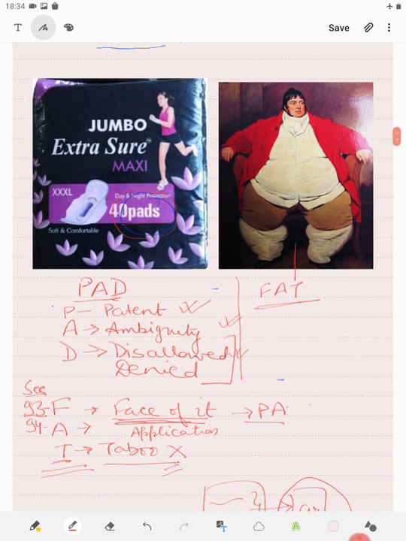So just to remember PAD: patent ambiguity, that is ambiguity on the face of it, is disallowed or denied. Extrinsic evidence cannot be given. Remember FAT: section 93 is if on the face of it the document is erroneous, then evidence cannot be given to clear it, or if the document is such that it applies to the existing fact, then to deny it, evidence is not allowed, or it is taboo.